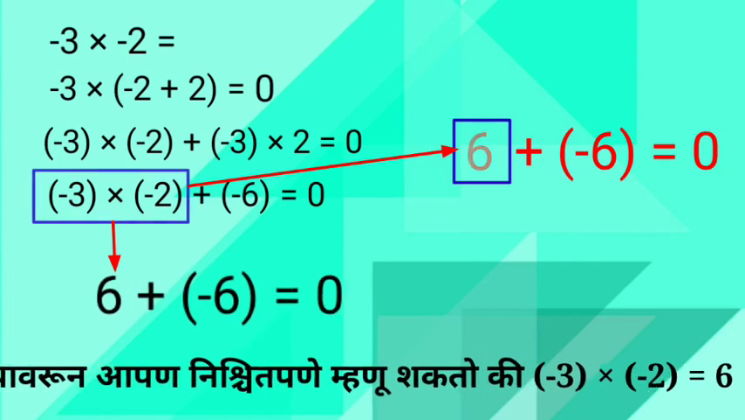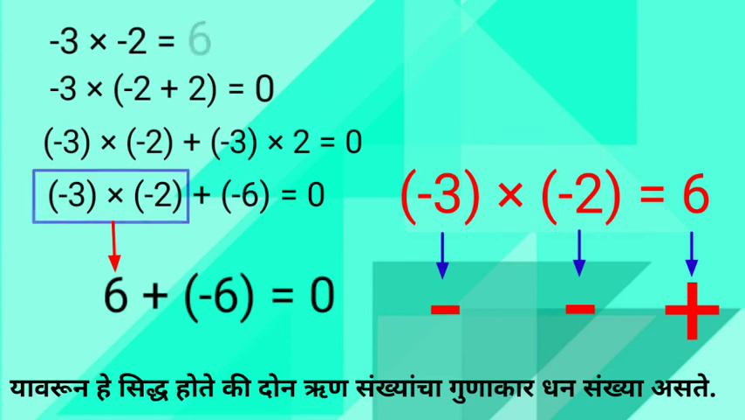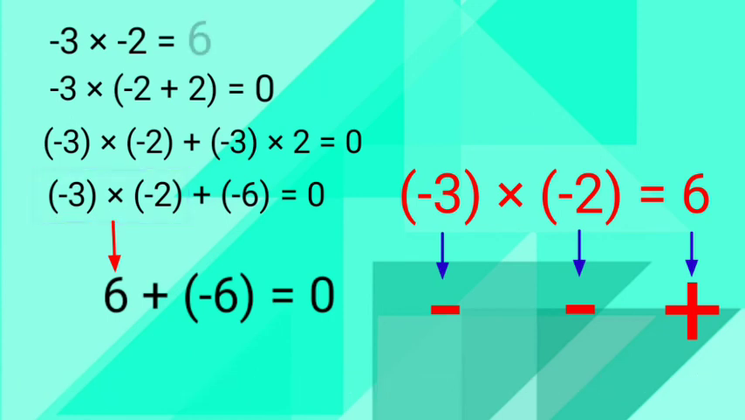So we can clearly conclude that minus 3 multiplied by minus 2 is equal to 6, that is positive 6. It simply means the multiplication of two negative numbers must be a positive number. And this is how it works to fulfill mathematical rules.